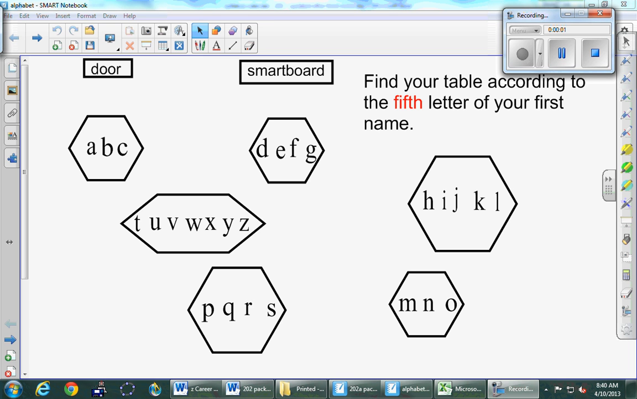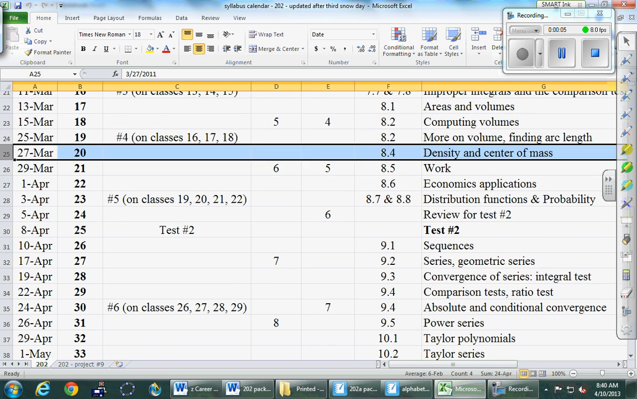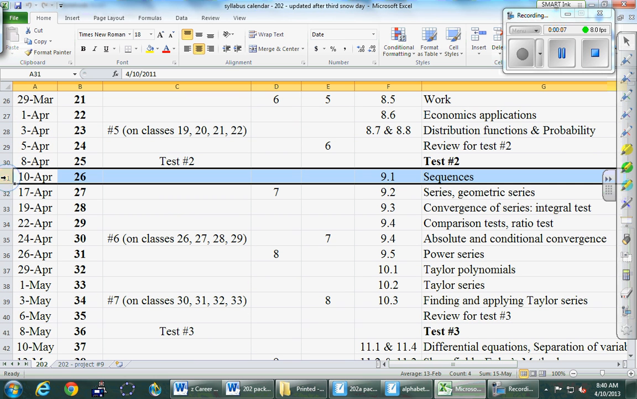So we'll go ahead and start today by looking at our calendar. We just finished test number 2, which means you have like a 1 class break before project 7 is going to be assigned, which is next class. I do have it on the table if you wanted to try to get a jump start on things, but project 7 will be assigned next class.